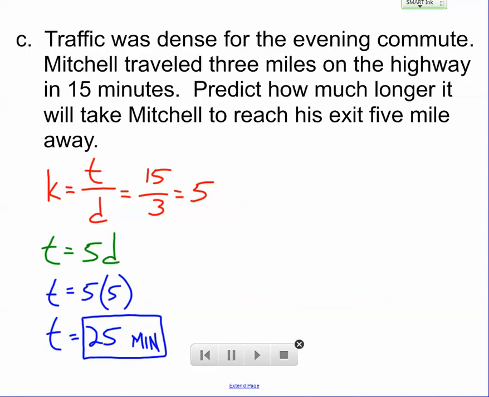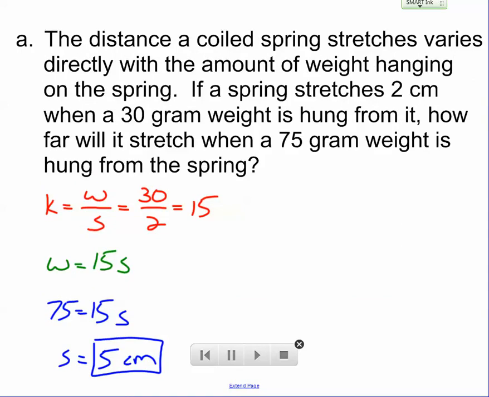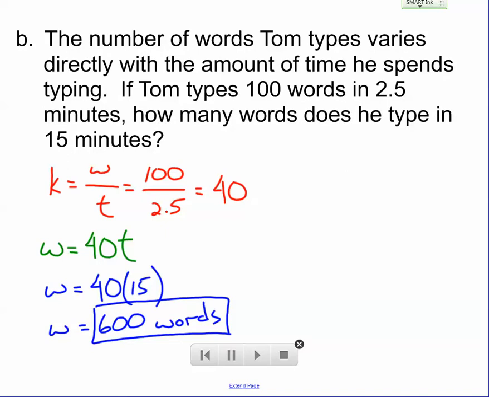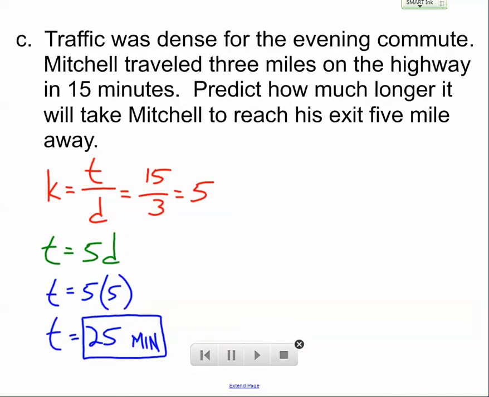Hopefully you see I tried to be consistent here with how I showed my work. Constant of proportionality, write an equation, solve the equation. Use it over and over. All of these can be solved with proportions too, and you can definitely do that to check your answer.